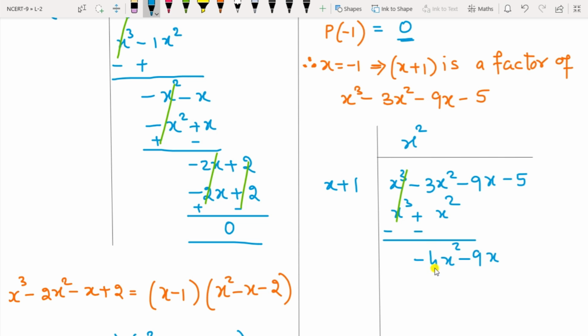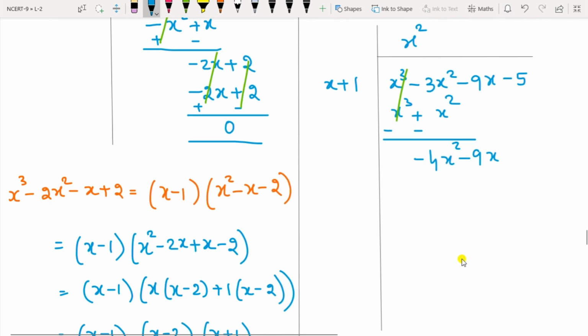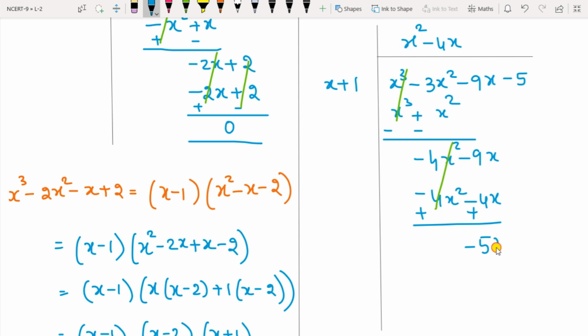Now you need minus 4x square here. So multiply this x plus 1 with minus 4x. So you will get here minus 4x square. Minus 4x into x is minus 4x square. Minus 4x into 1 is minus 4x. Change the sign. This is plus and plus. Again, the like terms but opposite terms will get cancelled here. And you will get minus 9 and plus 4 will become minus 5x. And take the other term down, that is minus 5.